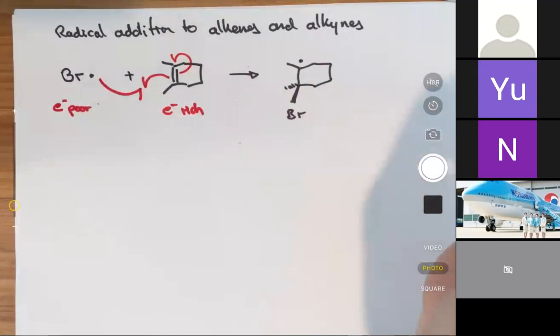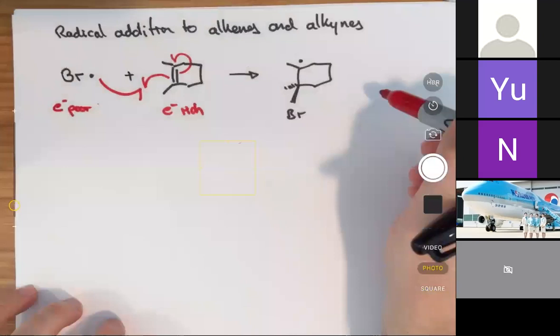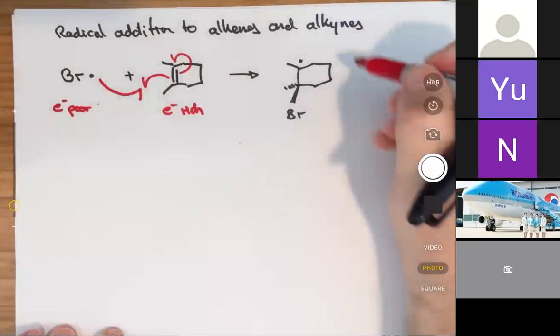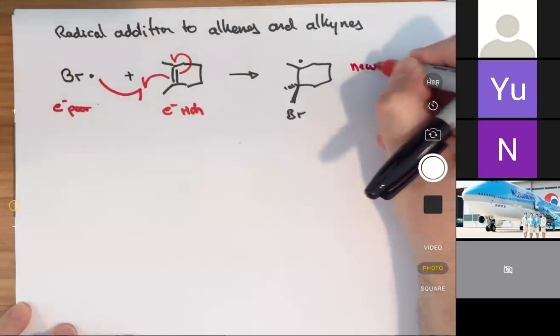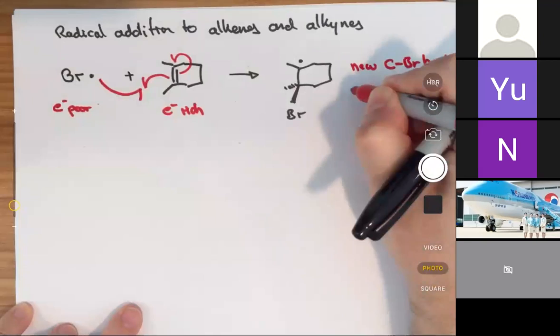So this reaction is essentially not terminated at this stage. This is not the end product, but this will go on reacting as we have generated a new radical. So let's say new bond, new C-Br bond, and new radical.